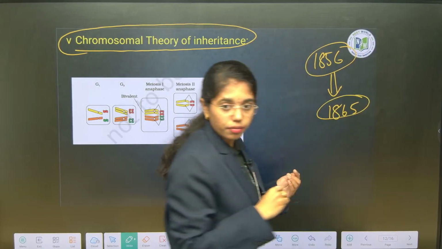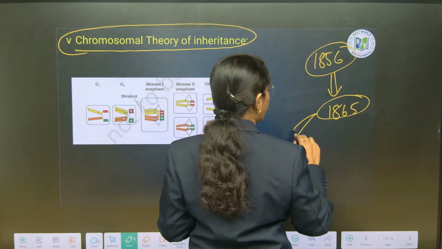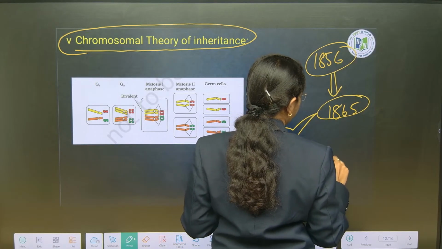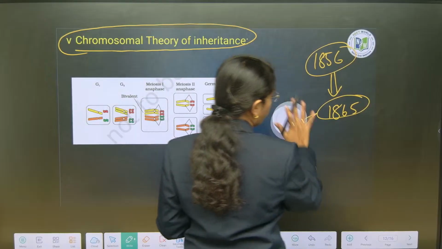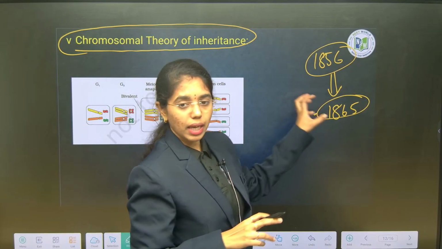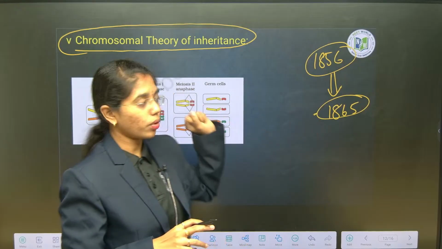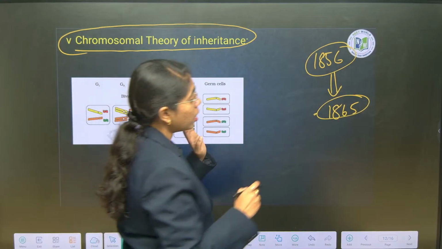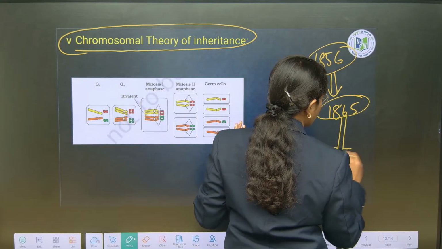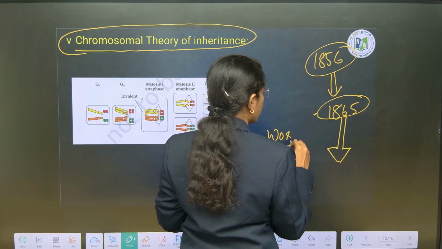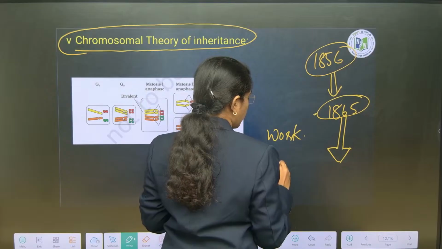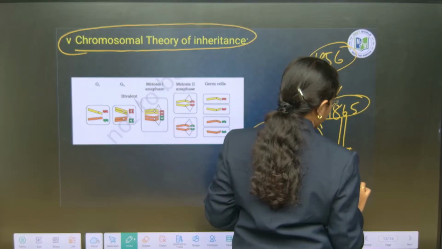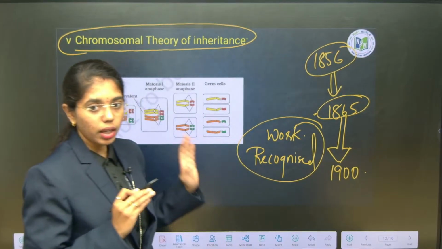1865. Fine, right? He published in limited publications, in the Brünn Society of London, some Brünn Society. In that paper he published his experiments. 1856 he completed, 1865 he published, but then it took so many years for recognition. The work got recognized in the year 1900.